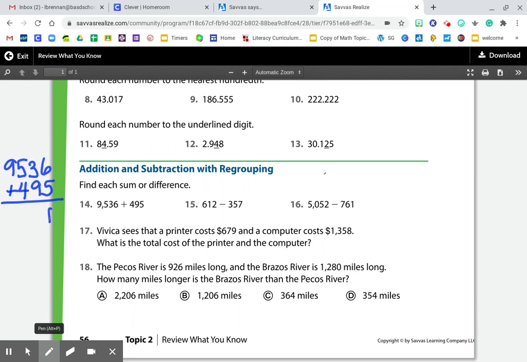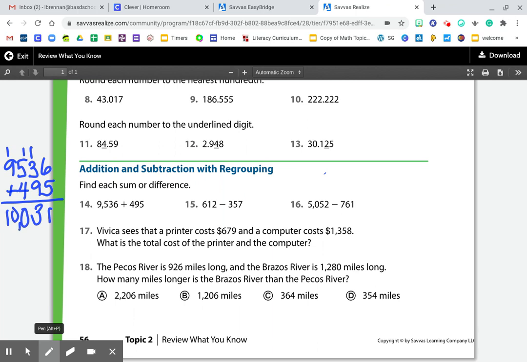So 9 plus 5 is 14. We carry the 1. 9 plus 3 plus 1 is 13. Carry the 1. 5 plus 1 plus 4 is 10. Carry the 1. 9 plus 1 is 10. And that was our regrouping. It had to do with our carrying numbers and renaming.